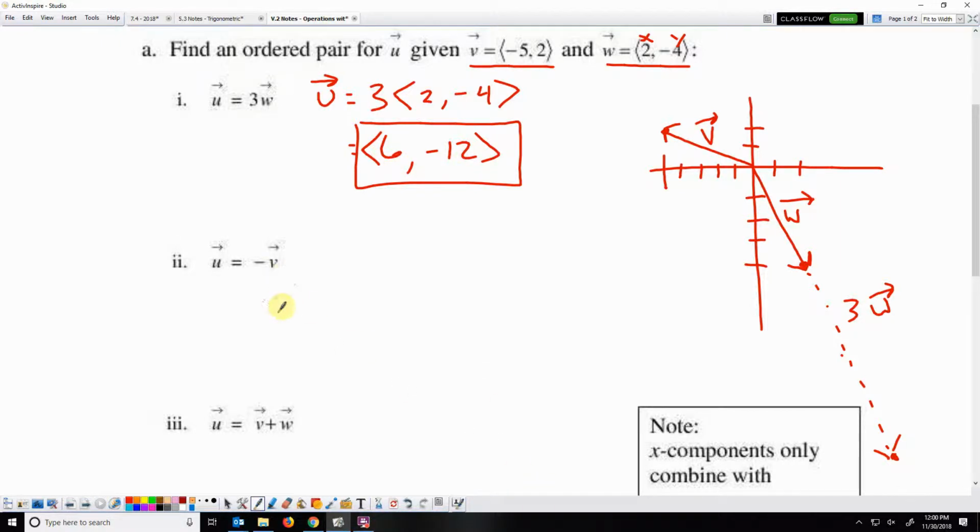Next is the opposite of vector v. Vector v is left 5 up 2. The opposite would be right 5 down 2. And algebraically, it's found by multiplying -1 times vector v. So that would be 5, -2.